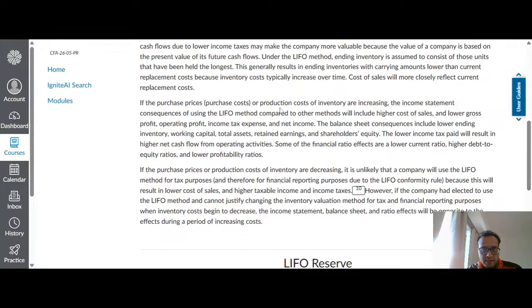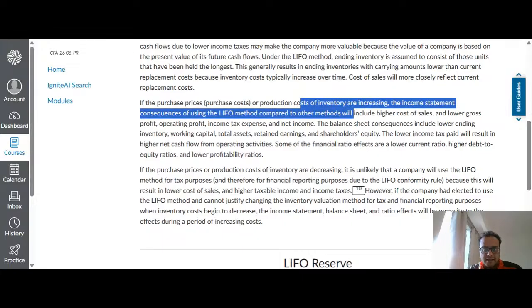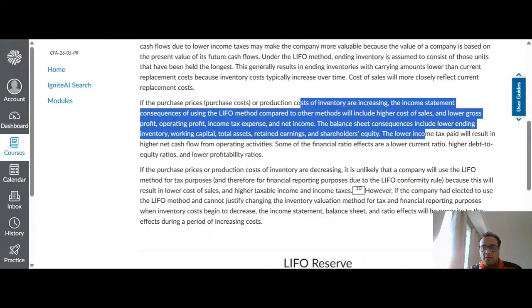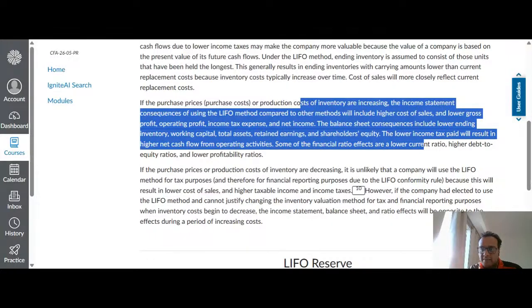If the purchase price or production cost of inventory is increasing, the income statement consequences of using the LIFO method compared to the other methods will include higher cost of sales. If costs are increasing, it means that the P&L charge is higher in case of the LIFO method. Lower gross profit, lower operating profit, and on the asset side, you will have a lower ending inventory, working capital, total assets, and retained earnings. The lower income tax paid will result in higher net cash flow from operating activities. Some of the financial ratio effects are a lower current ratio, higher debt to equity ratios, and lower profitability ratios.